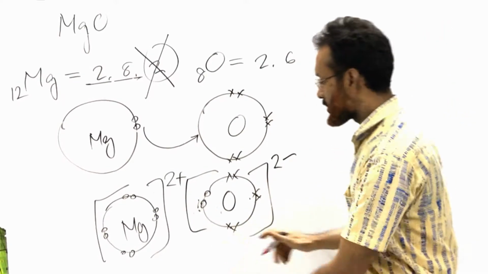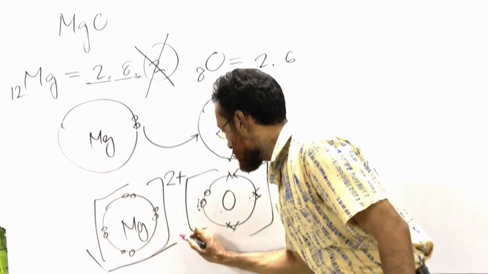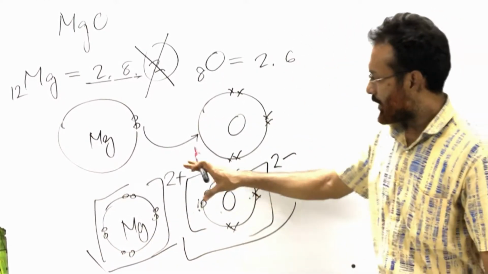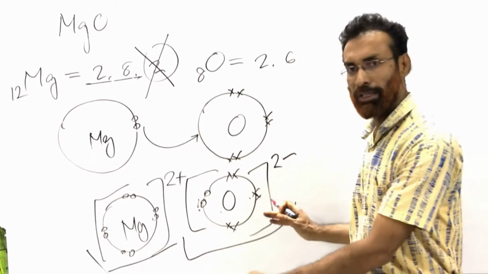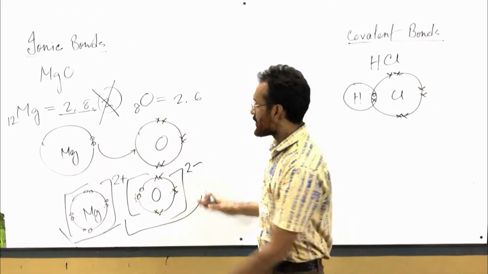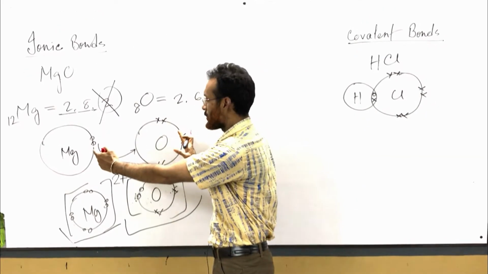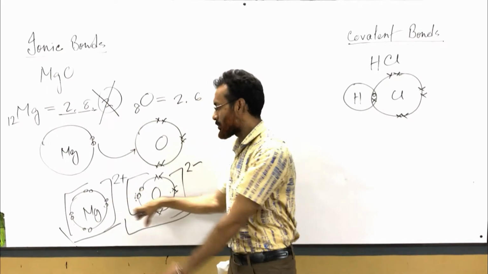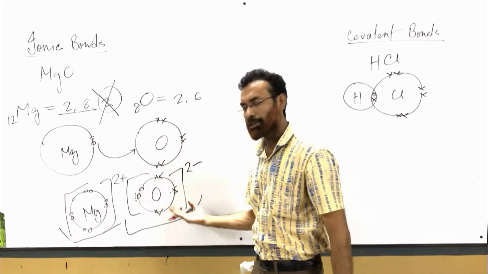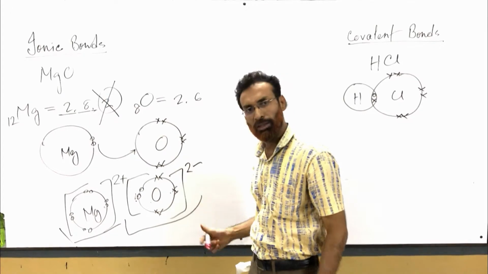So when we draw, this is magnesium, and this is oxygen. Now we call them magnesium ion and oxide ion. These 2 are basically the dot and cross diagram. These 2 are the atoms of magnesium and oxygen before they bond, and these 2 after the bond. After the bond they form ions. So this is the dot and cross diagram of magnesium oxide.